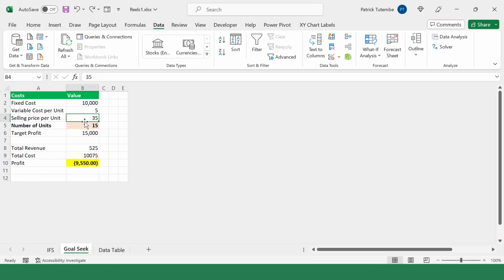Assuming you have a selling price and assuming you also have the number of units that you are generating, which are 15, let's see how you use a goal seek function to establish the number of units that would give you a target profit, for example 15,000. How do you do it?